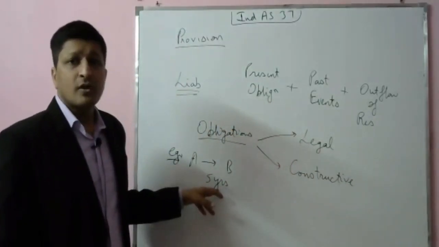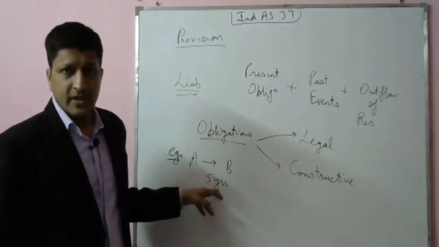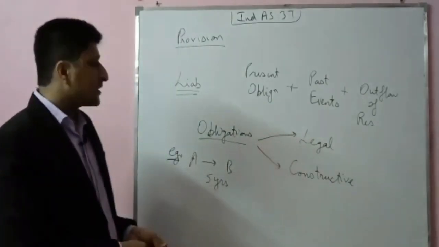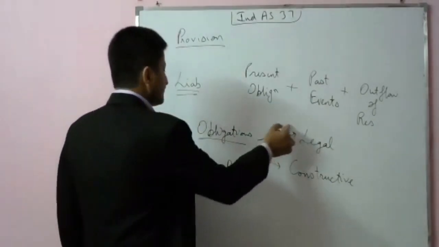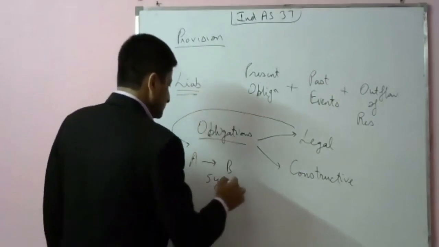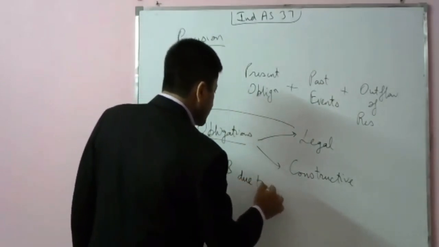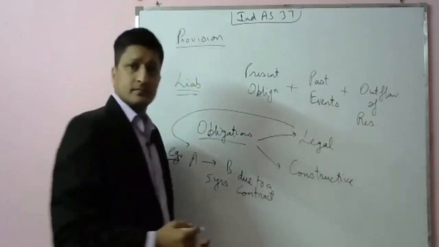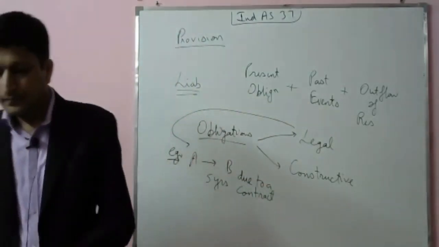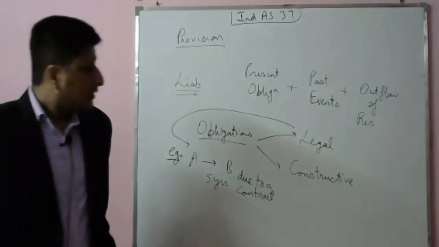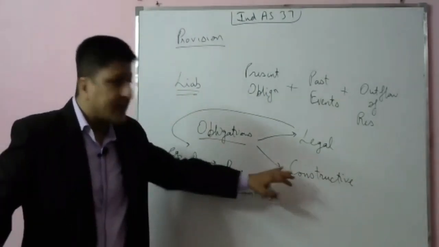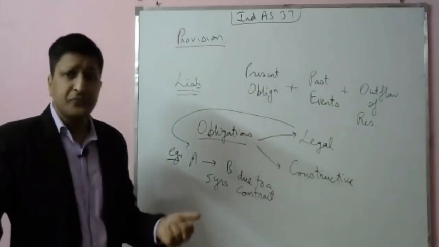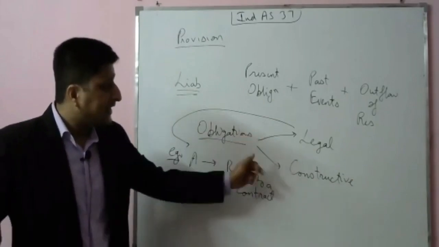Why? Because of a legal clause which is attached. So that type of obligation is called a legal obligation. So this arises due to a contract. Okay. Now let's try to understand the meaning of constructive obligation, and then we'll differentiate between these two, legal and constructive.